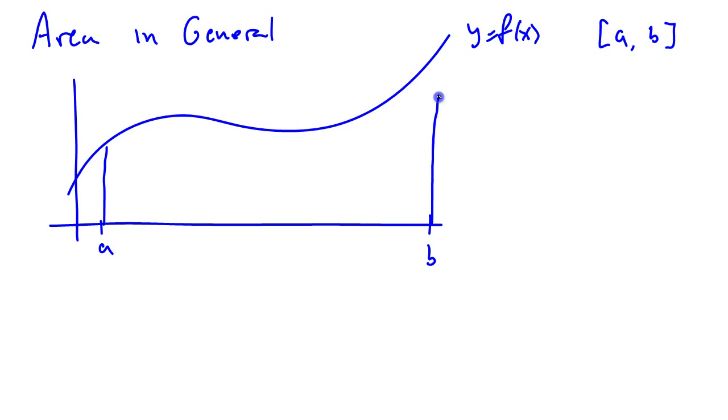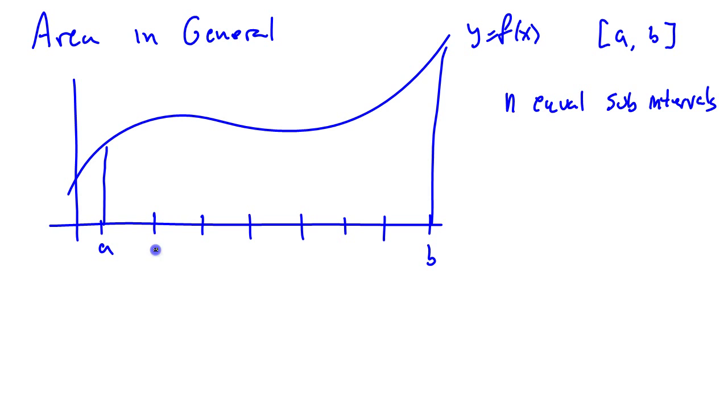Okay. The idea is I want to take that interval from a to b and subdivide it into n equal subintervals. So here we go. All right. 1, 2, 3, 4, 5, n. So we're at n equal subintervals.